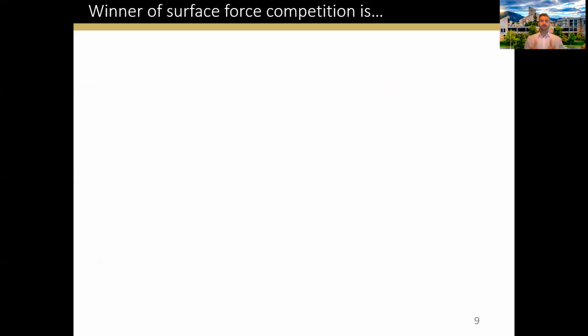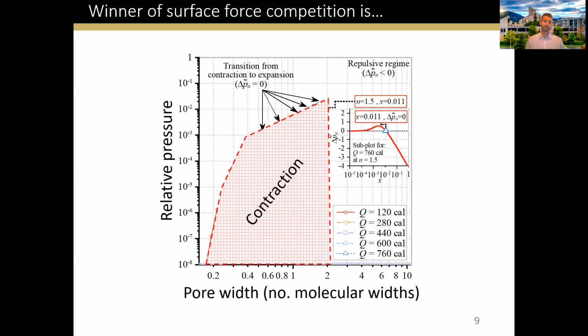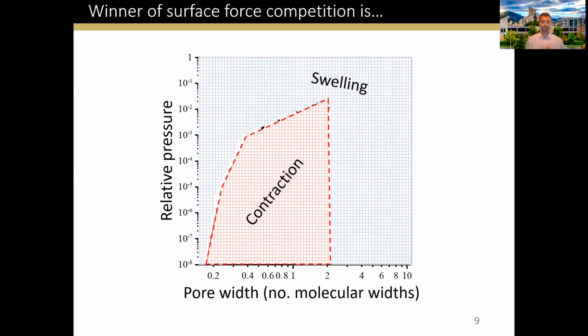I think a phase diagram kind of figure should illustrate this best. The vertical axis here is a relative pressure, and the horizontal axis represents the pore width. The different curves are for different model parameters, but what's in common between them is that there is a region in small pore sizes and low pressure where the material exhibits contraction or shrinkage. And if you have larger pore sizes or if you increase the relative pressure, you enter the swelling region.